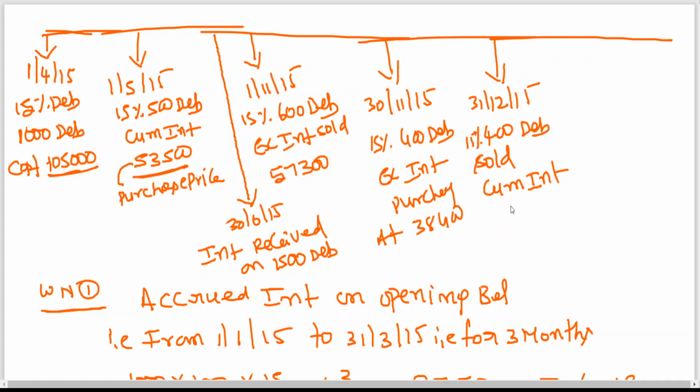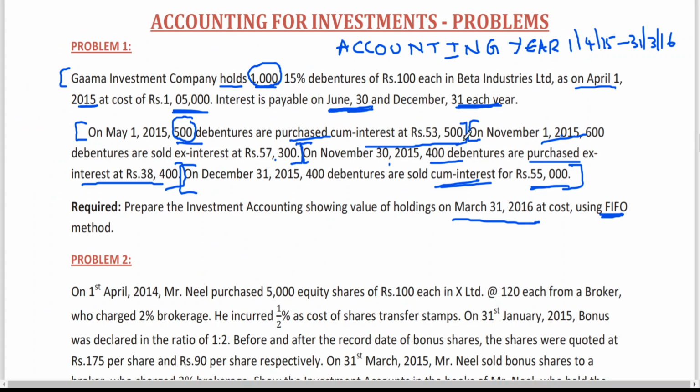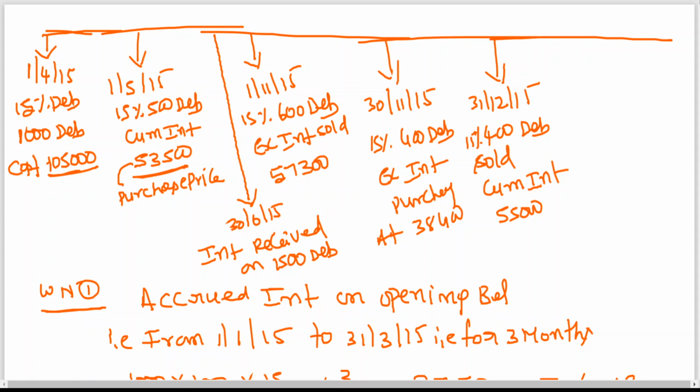400 debentures sold, cum interest. What is the value of that? I think 55,000, no? 55,000. And also we have to calculate interest. And one more thing I should write here on the same day, 31st December 15, interest received.